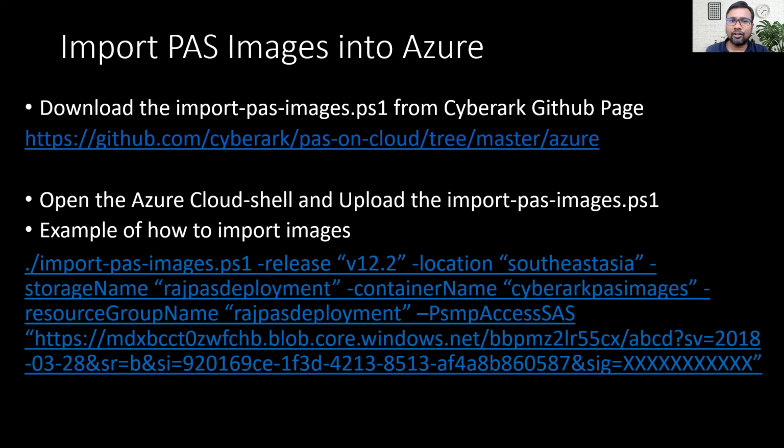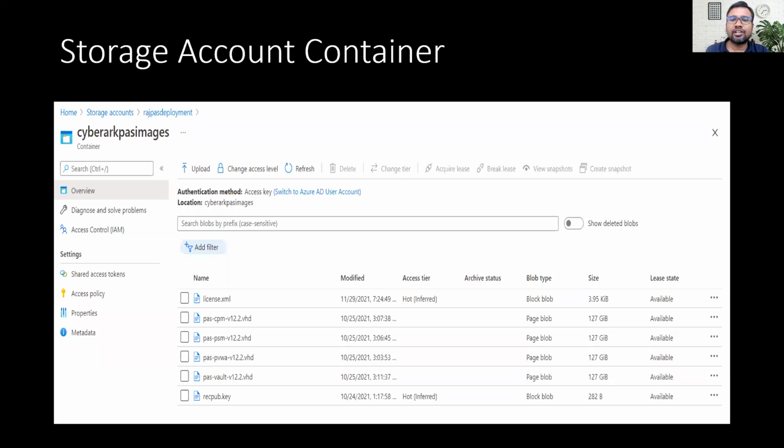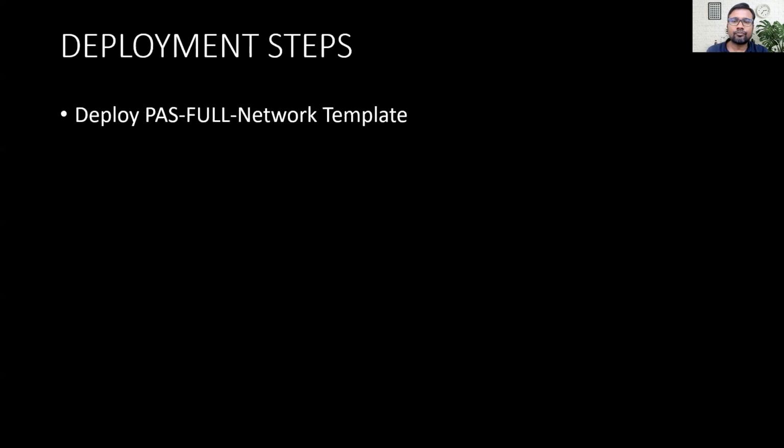And once all your images have been uploaded, within your storage account, this is how it's going to look. In the storage account, you should be able to see all the CyberArk provided pass images. And on top of it, you should be able to see the license file and the recpub.key file.